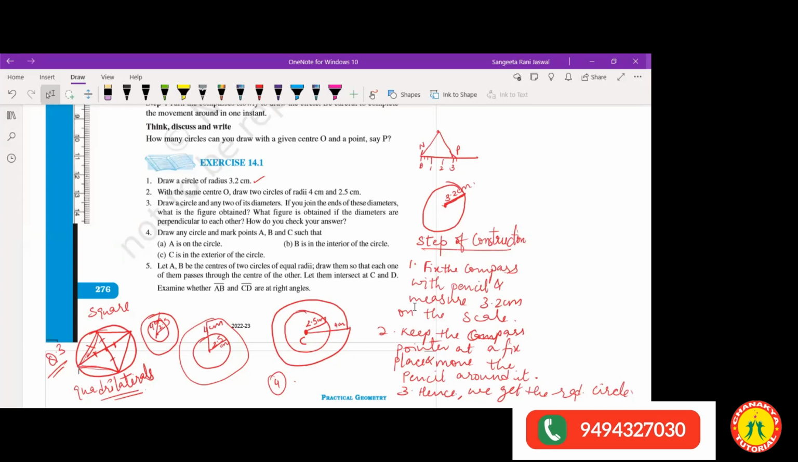Okay, let A, B be the centers of two circles of equal radii. Divesh, good. Now make two circles of equal radii. Please read and understand the question. Draw them so that each one of them passes through the center of the other. Let them intersect at C and D. Examine whether line segments AB and CD are at right angles. So first understand this question. Look here.